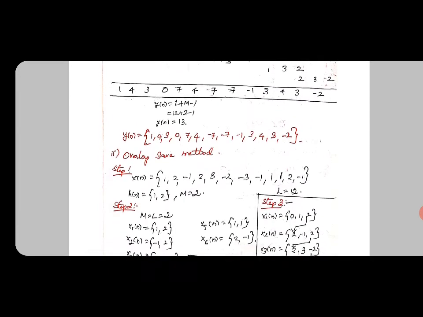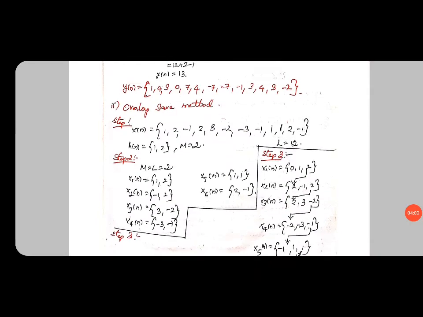Now we can see the overlap save method. Here x of n given is 1, 2, minus 1, 2, 3, minus 2, minus 3, minus 1, 1, 1, 2, minus 1, and h of n is 1, 2. As in the overlap add method, here also we divide the given sequence into blocks of 2. But in the overlap add method, zero padding is done to every block, whereas in the overlap save method, we feed back the last value of each block to the next input, and then so on.